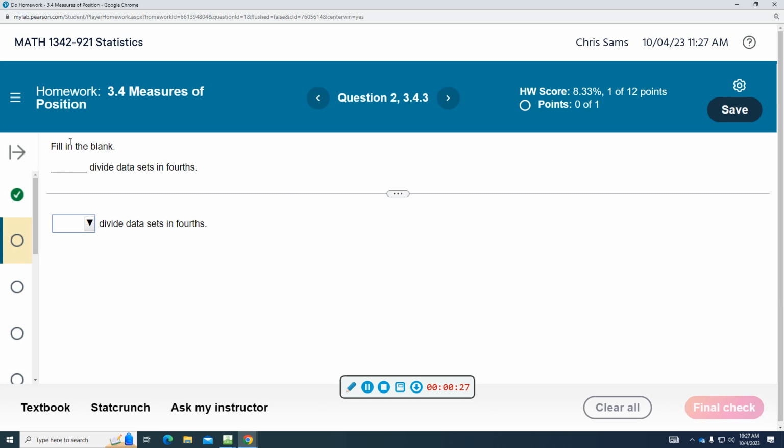I've got another fill in the blank. Blank divides the data set into fourths. So that would be quartiles. So it's like quarters, 4 quarters.